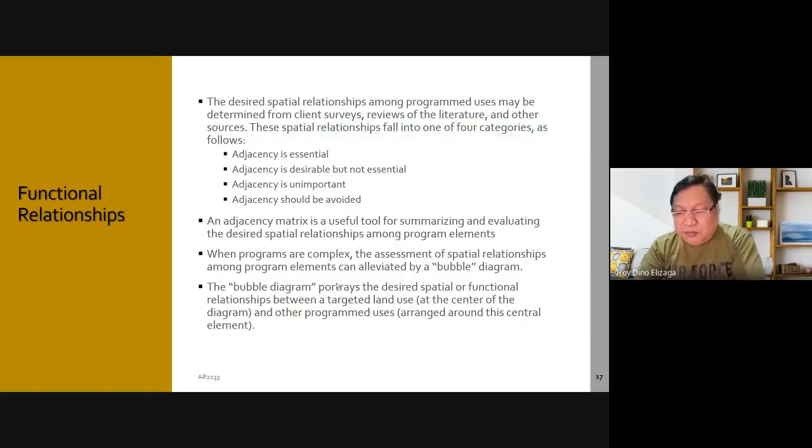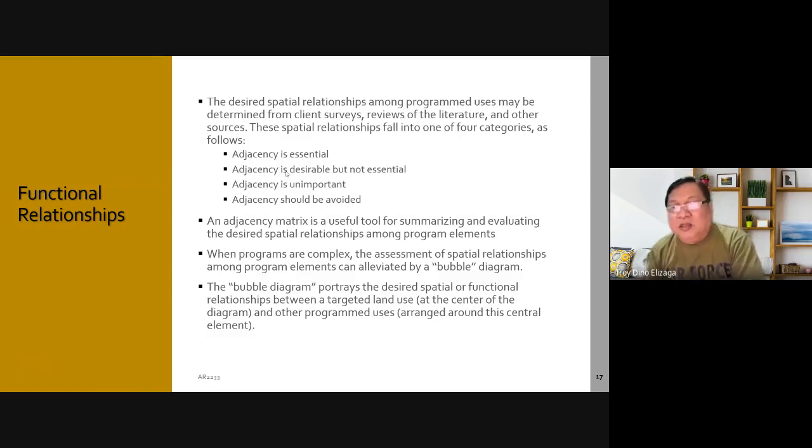Functional relationships. Okay. This actually refers to what we call the proximity matrix. I think another term that they use is adjacency diagram. And if you notice here, there are four criteria. Adjacency is essential. It is desirable but not essential. Is unimportant and should be avoided.